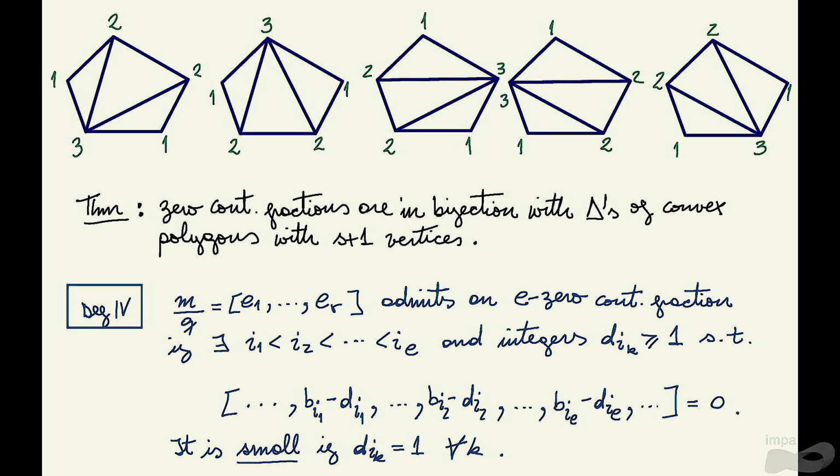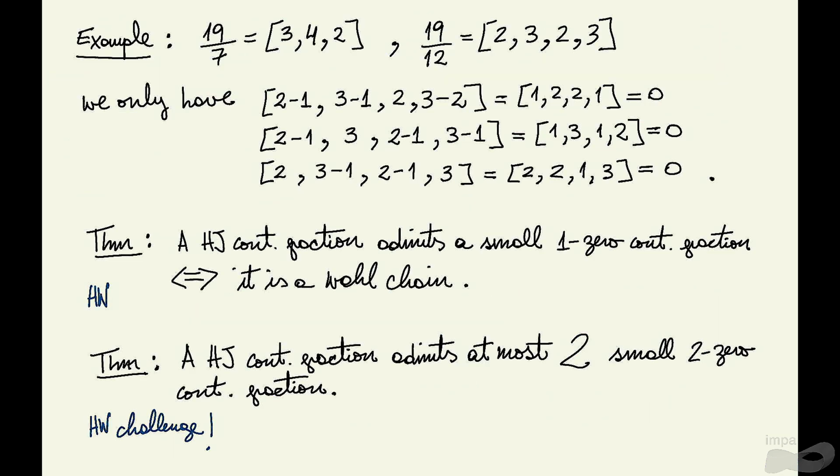Then you can prove, well, you will see. Well, there you have an example. 19/7 is [3,4,2]. You can compute that. Then 19/12, which is the dual, you have [2,3,2,3]. And now you try to subtract in all places and try to get a zero continued fraction. And it turns out that you have 3 options, exactly 3. So you subtract in the first 2 positions and in the last, like I showed you. And this is going to give you 1, 2, 2, 1. And you see, you can contract that to 0. You contract 1, you get 1, 1, 2, 1. And then again, and you get 1, 1. And so this is 0.